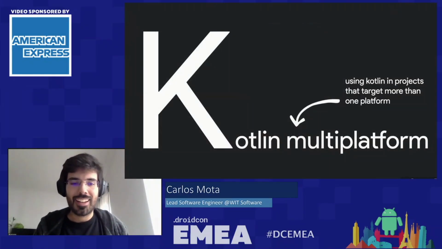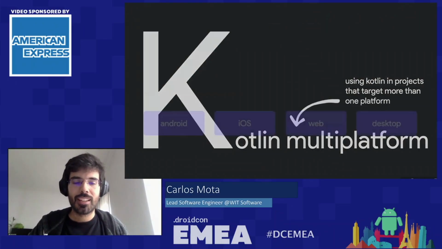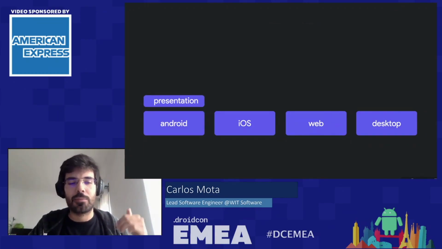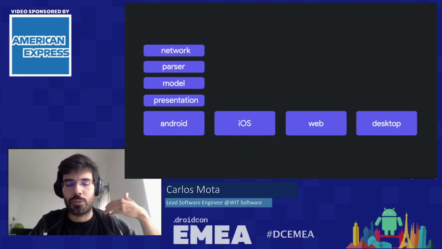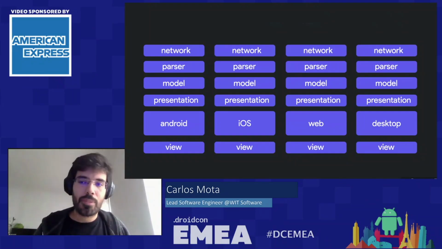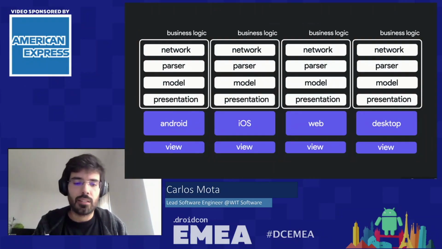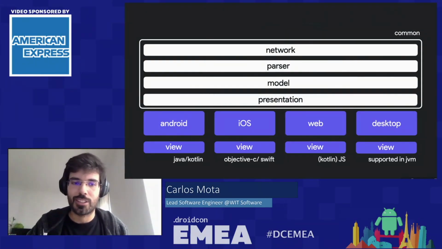So the biggest question here: what's Kotlin Multiplatform? Well, it's using Kotlin projects to target more than one platform. Let's see a real example. Let's imagine that I want to build an application for Android. I will start by creating the presentation layer, the model, the parser, the network. Then I'm going to do the view. And then I'm going to do the exact same things for all the other platforms. Although we can interact with views differently, and if we're talking about mobile and web, we have different components and different ways to interact, the business logic itself is going to be the same. So what we want to achieve with multi-platform is just to share all of this logic.